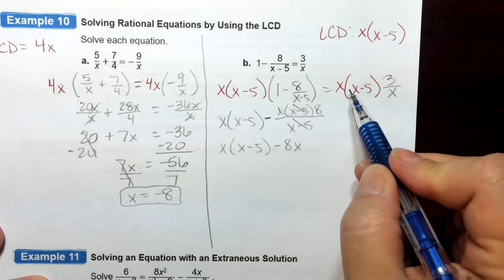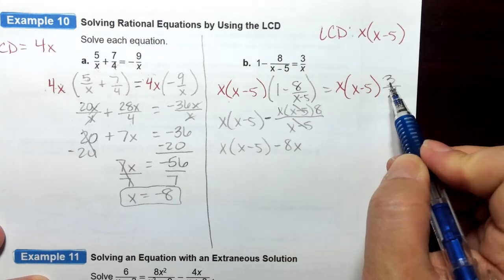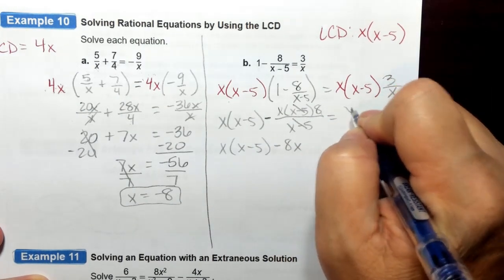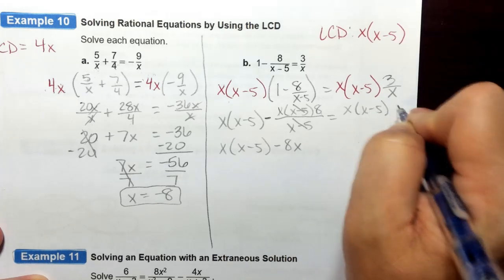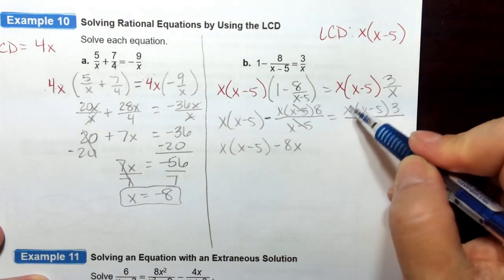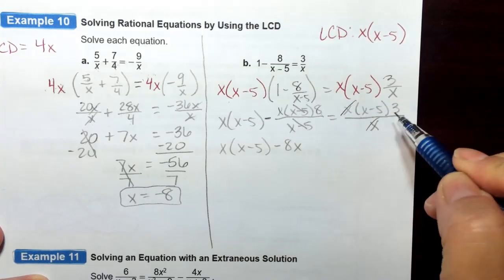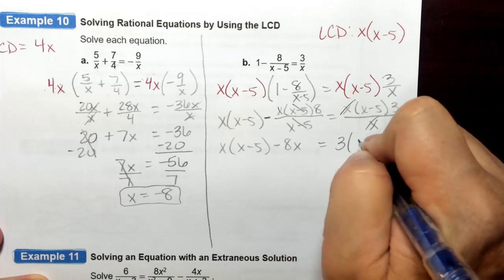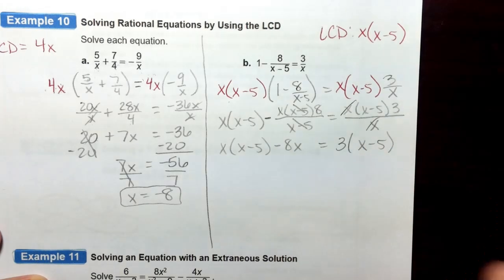All right, and so on this side, again, we're going to multiply the numerator by this. So what it looks like is we have an x times x minus 5 times 3 all over x. So what can you cancel out this time? We can cancel out those x's. So it would leave us with 3 times x minus 5. I'm going to rewrite it with the 3 in the front just so it doesn't make some of y'all uncomfortable.